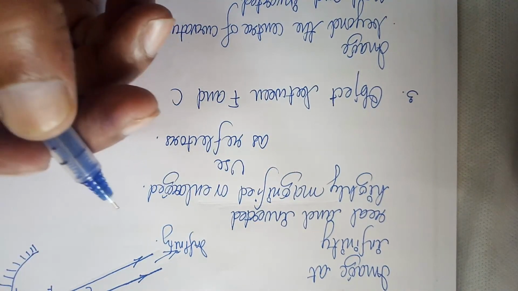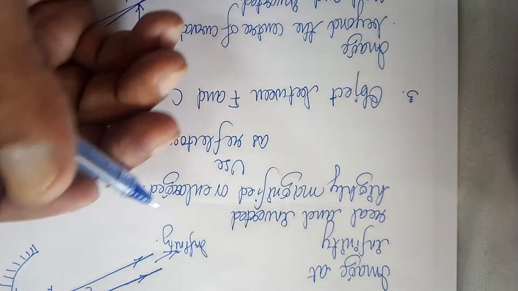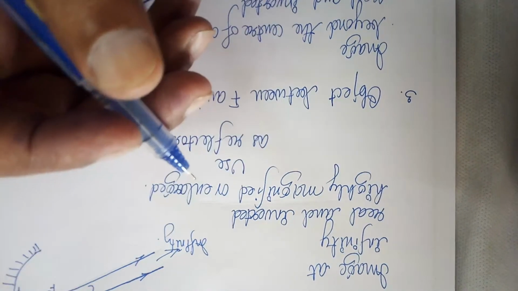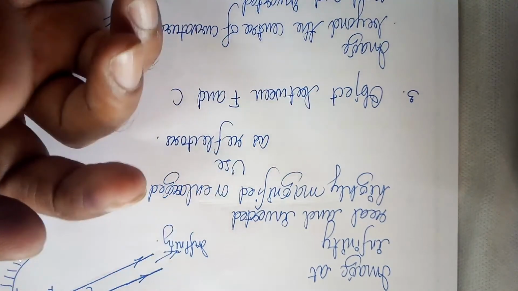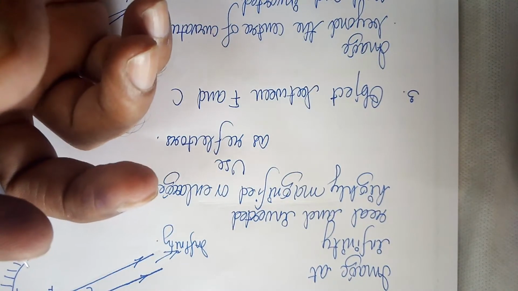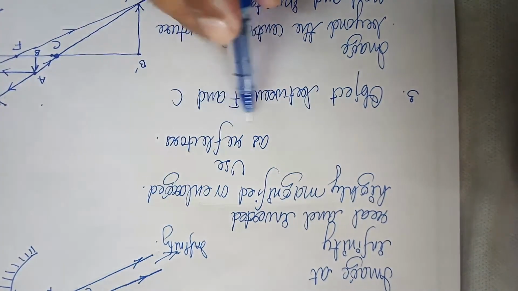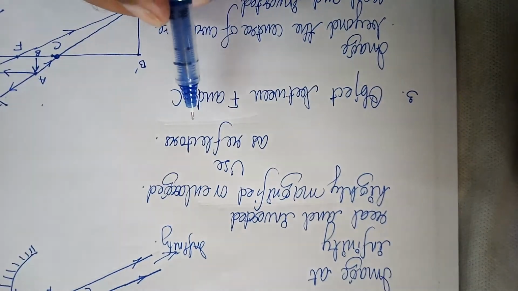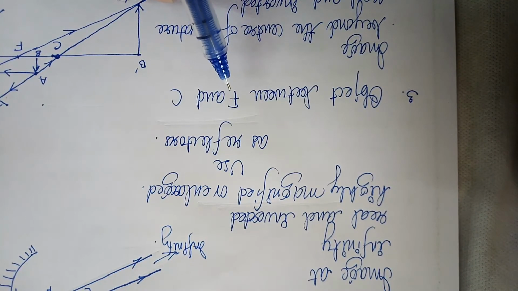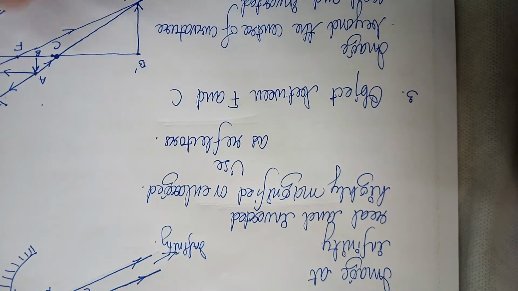And what are the uses of this one? If it is formed at infinity and it gets magnified compared to the original, so we can use it as reflectors of the torchlight or searchlight. This is the use of this concave mirror.